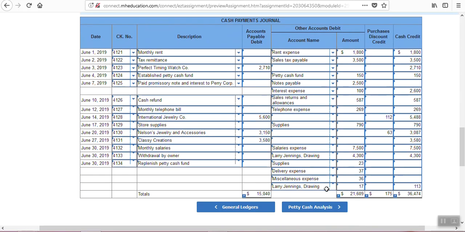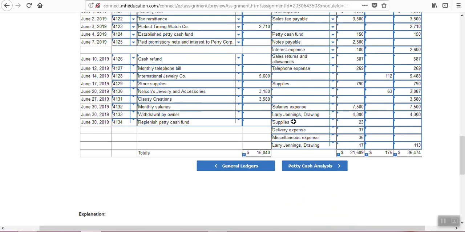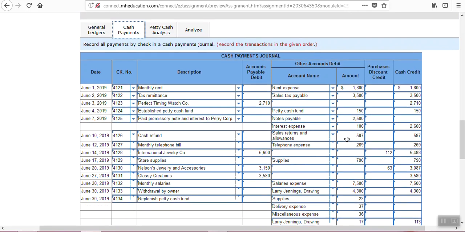So you'll see here's our supplies debit, our delivery expense debit, our miscellaneous expense debit, and then there's that Larry Jennings drawing debit. So these are all the debits that come off that petty cash sheet, and then the credit is to cash, and that's what we put back. And the $113 equals the total of these things. So if you follow that process, I think you'll be fine.